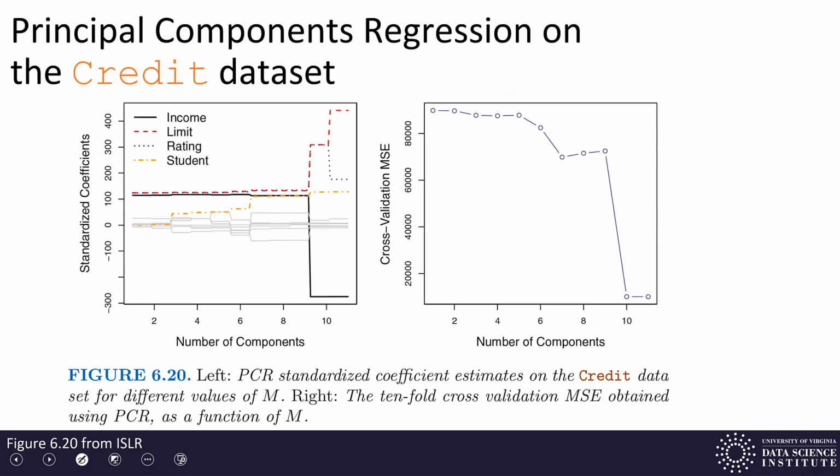And so here's an example of principal components regression on the credit data set. So on the left-hand side, we have a plot of the number of components on the horizontal axis and then the standardized coefficients. So when you do principal components regression, you get standardized coefficients that tell you effectively the coefficients for the different variables. You can see the gray variables that aren't very important, and then the 3 that are important are shown in this key.